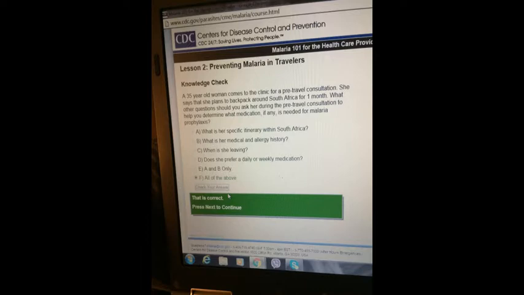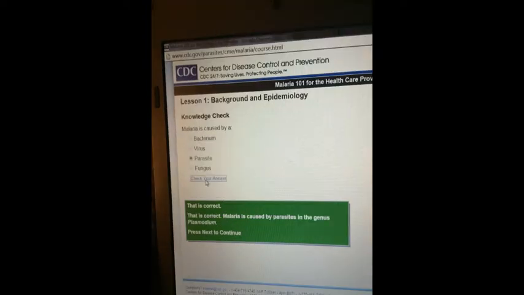A 35-year-old woman comes to clinic for a pre-travel consultation. She says that she plans to backpack around South Africa for 1 month. What other questions should you ask her during the pre-travel consultation to help you determine what medication, if any, is needed for malaria prophylaxis? The answer for that is F. What is her specific itinerary within South Africa? What is her medical and allergy history? When is she leaving? Does she prefer a daily or weekly medication?